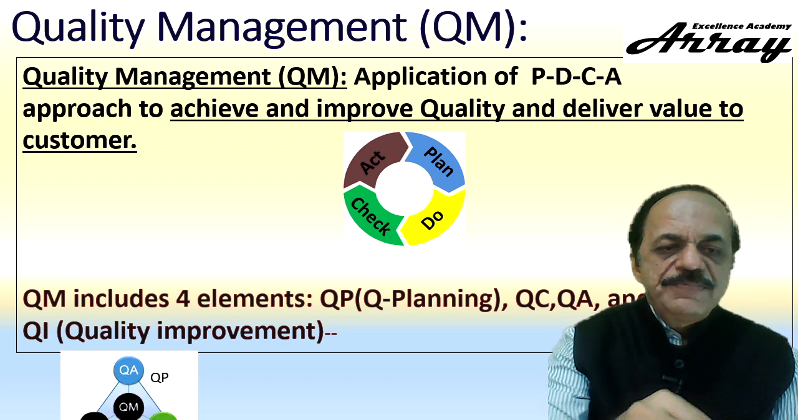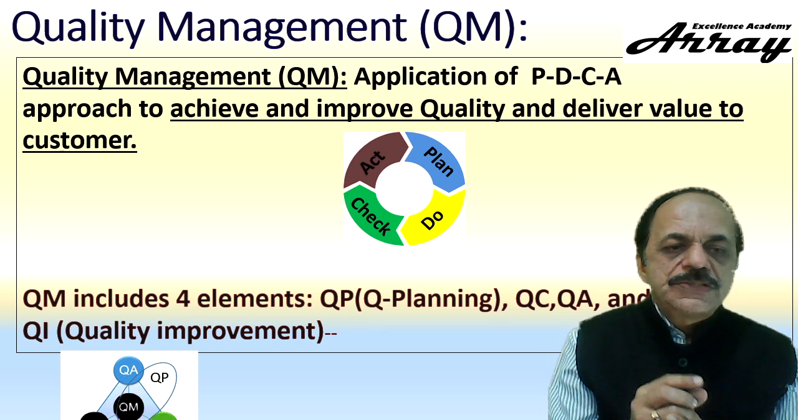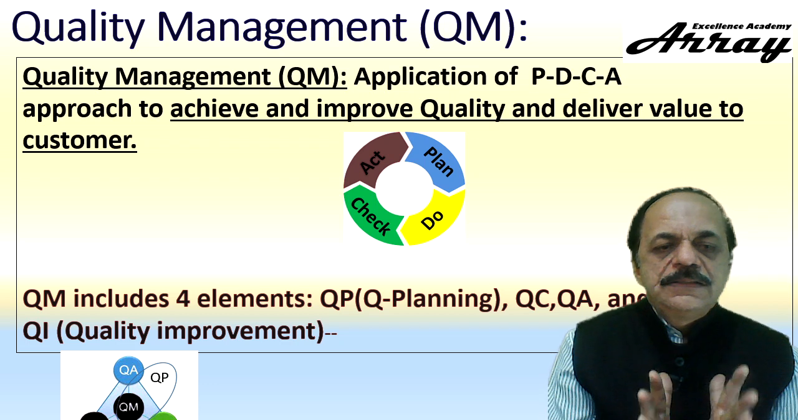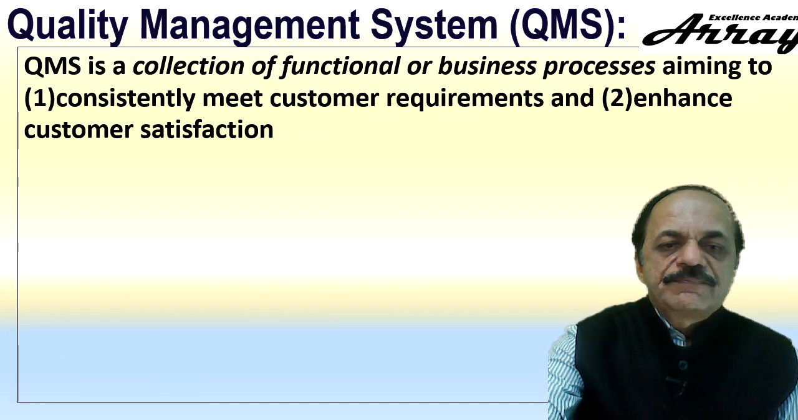Just in picture form it is shown here. Quality management in the center comprises quality planning, quality control, quality assurance, and quality improvement. These are the 4 elements under quality management.